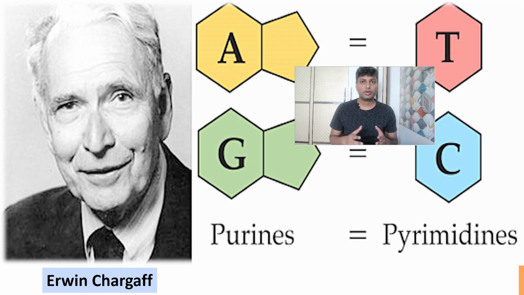There was one very important scientist whose name was Erwin Chargaff, who came out with a very important rule. This rule is called Chargaff's rule, which states that in DNA the total number of purines is equal to the total number of pyrimidines. In other words, dear students, the total number of adenines will be equal to the total number of thymines. At the same time, the total number of guanines will be equal to the total number of cytosines. Or else we can also say that A plus T upon G plus C will be equal to 1. So dear students, this is famously called Chargaff's rule.